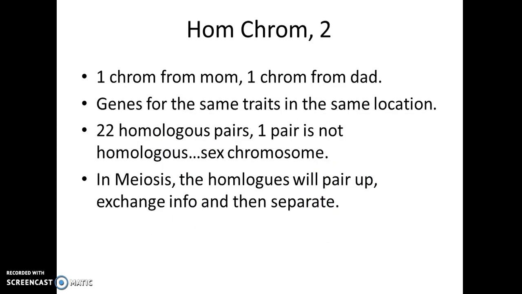So homologous chromosomes: we have one chromosome from mom, one chromosome from dad. They contain genes with the same traits in the same location. There are 22 homologous pairs. Those are called somatic, they code for the body stuff, all the proteins. And then we have one pair that is not homologous. Those are the sex chromosomes, the X and the Y chromosome. In meiosis, the homologous chromosomes will pair up, exchange information, and then separate.